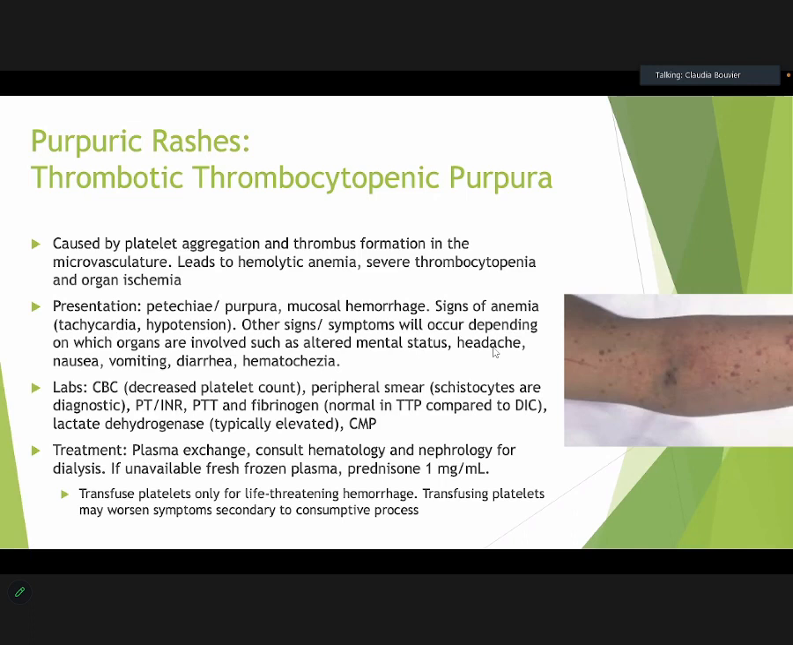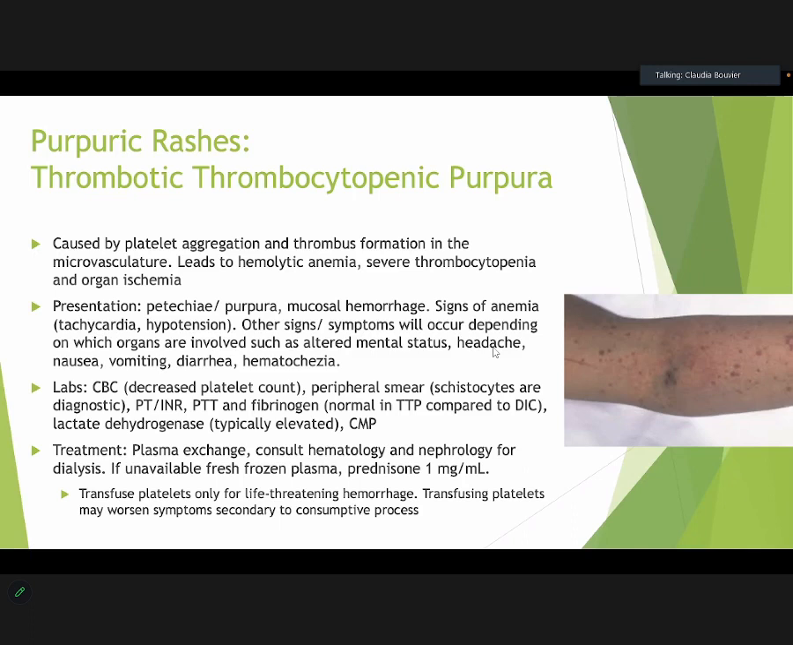The people will present with petechiae, purpura, like you're seeing, mucosal hemorrhaging. And then if they've become anemic, it's gotten to that point, they will appear more ill. They can be tachycardic, hypotensive. They don't usually have extensive bleeding, so that's something to remember. The TTP can start to involve organ systems such as the central nervous system, the GI tract. So you can get other manifestations as listed, like altered mental status, headache, vomiting, diarrhea.